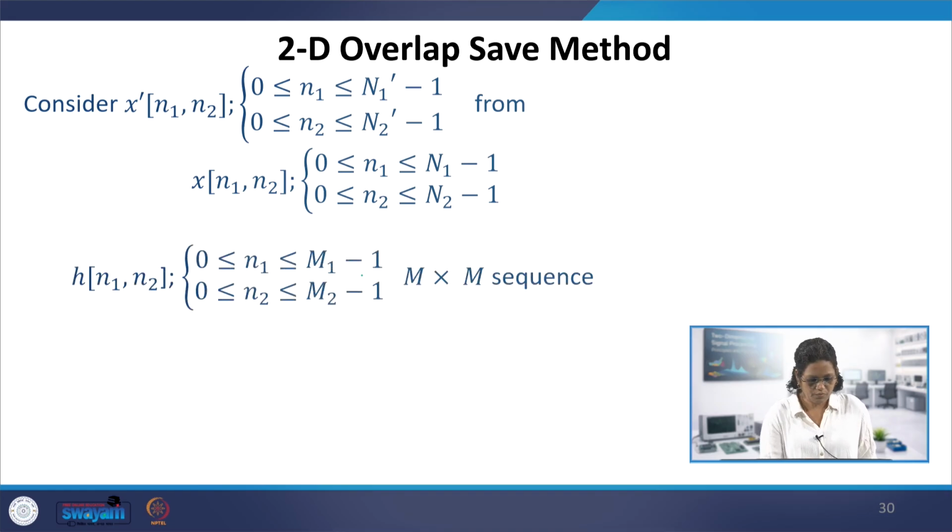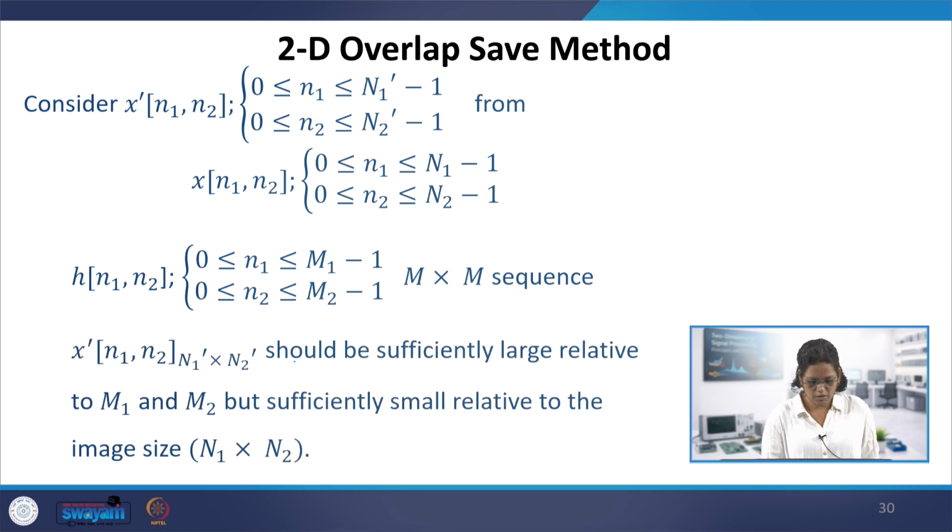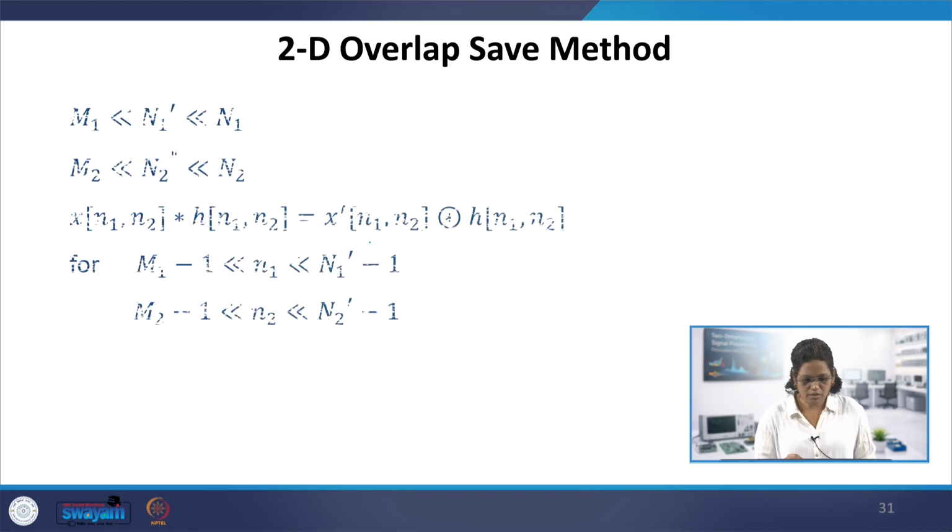So how do we choose this? Again, H has the region of support m by m. Here also n1 dash and n2 dash should be sufficiently large relative to m1 cross m2, the size of h, but sufficiently small relative to the image size n1 and n2. So it should be definitely less than n1, n2, but at the same time larger than m1 and m2.